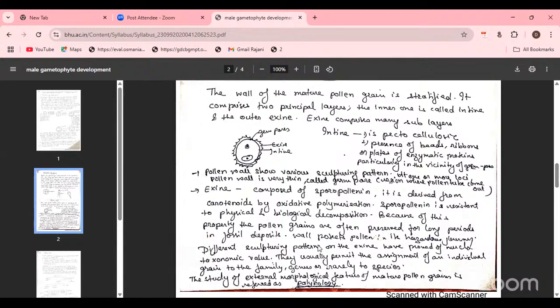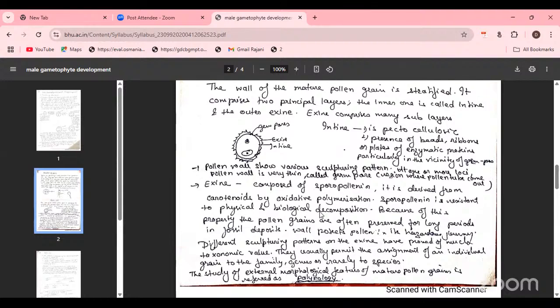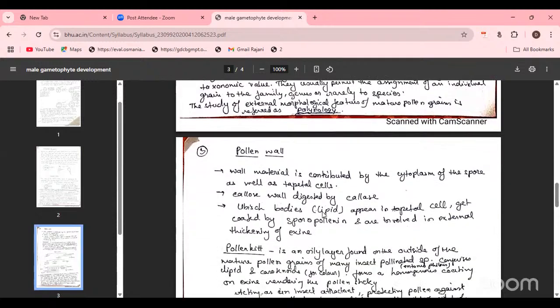The wall features of pollen grains, the patterns on the exine, have taxonomic value. They usually permit the assignment of an individual grain to a family, genus, or rarely to a species. The study of the external morphological features of the mature pollen grain is called palynology.